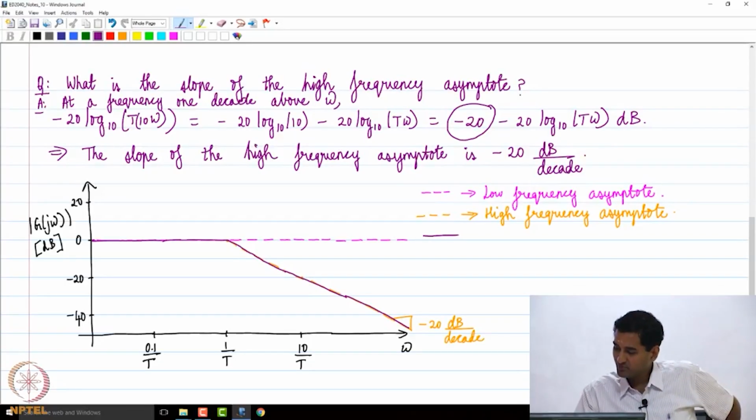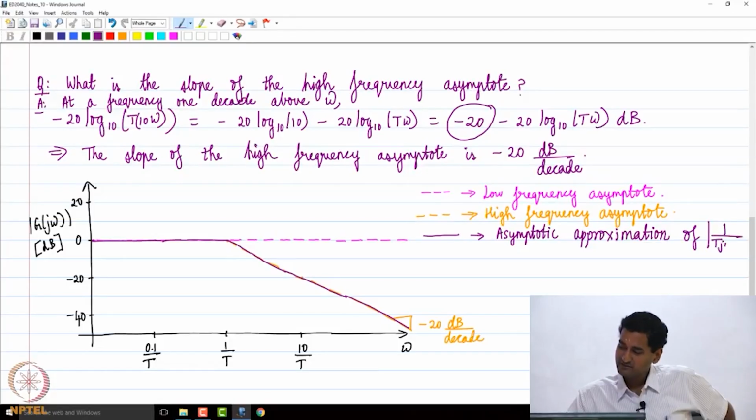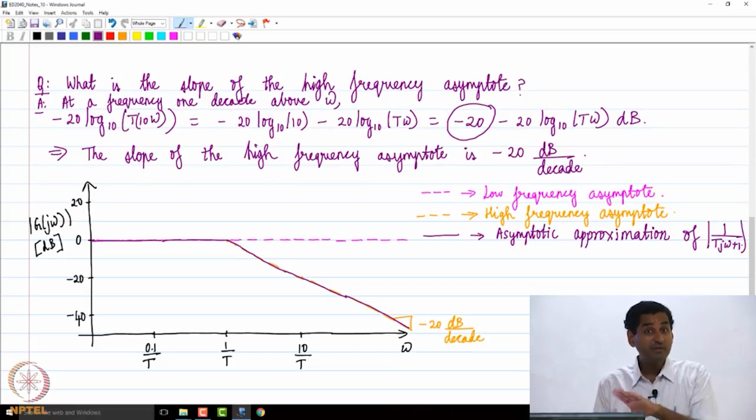So, what I have drawn in the maroon solid line is the asymptotic approximation of G of s equals 1 by Ts plus 1, the magnitude of 1 by Tj omega plus 1, okay, that is what I have done. But that is enough for drawing by hand as far as the exams and homeworks are concerned, okay.